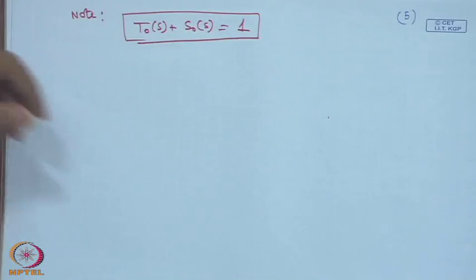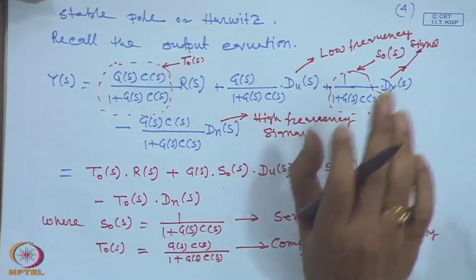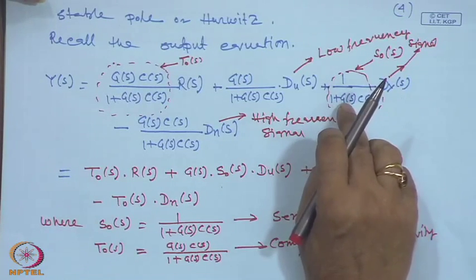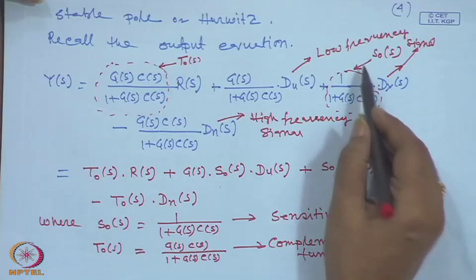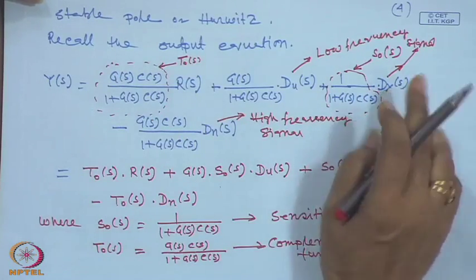So, look at this expression. Since it is a low frequency signal and our plant is mostly a strictly proper transfer function, most practical plants are strictly proper, and the plant is a low pass filter. Naturally, if you see the frequency response of G, the magnitude will decrease with increasing frequency. Now, our job is, if we can make the sensitivity function at low frequency very small, then the effect of output disturbance at the output will be small.